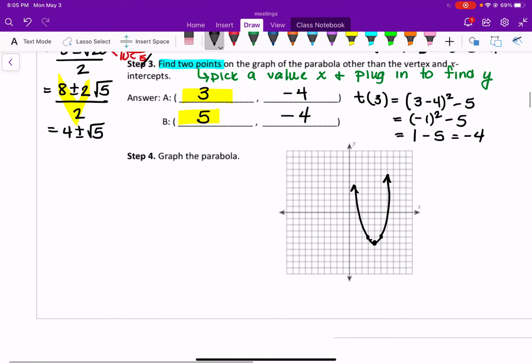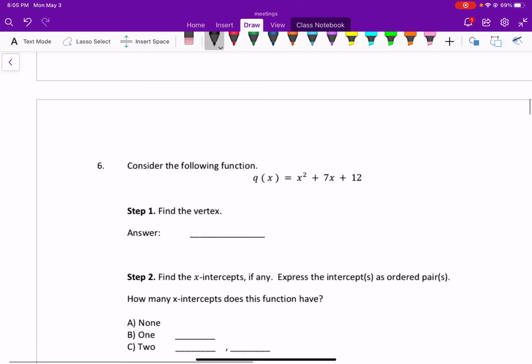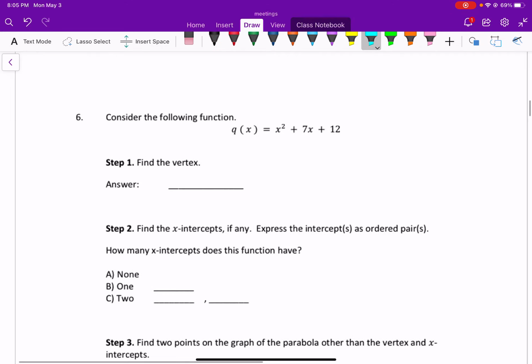All right, so question number 6 is also out of 4.2, and we are going to do basically the same concepts. Again, we're going to start off by finding the vertex. However, in this one, it is in what we call standard form. Standard form just means it's in the ax squared plus bx plus c version.